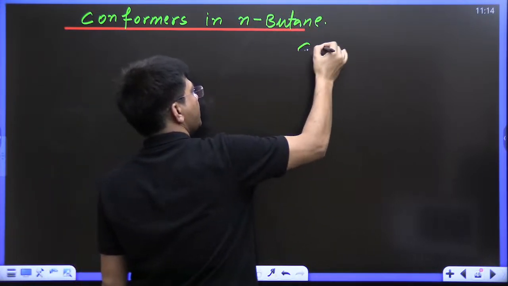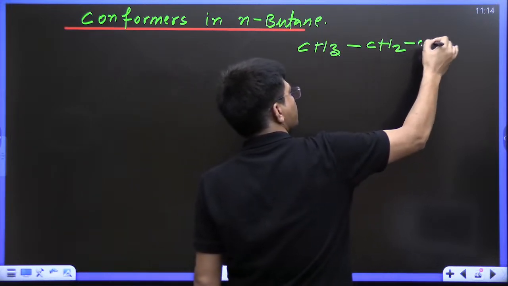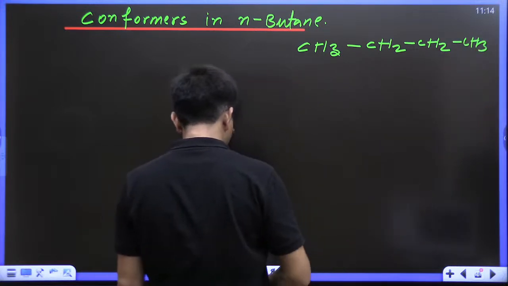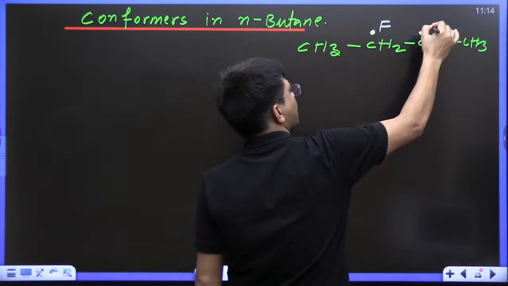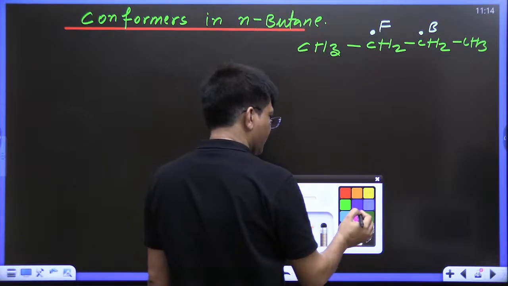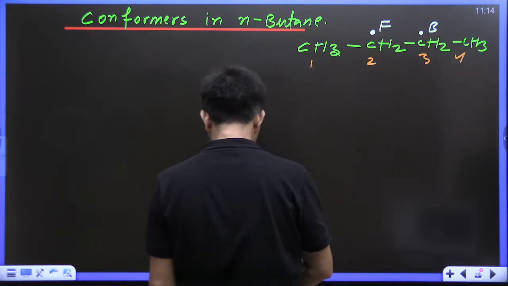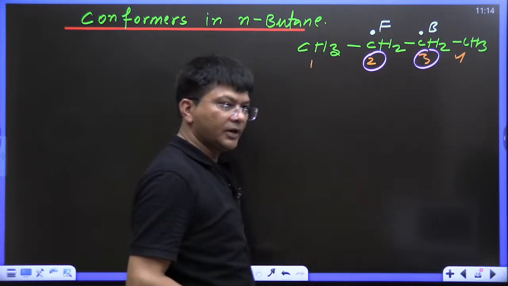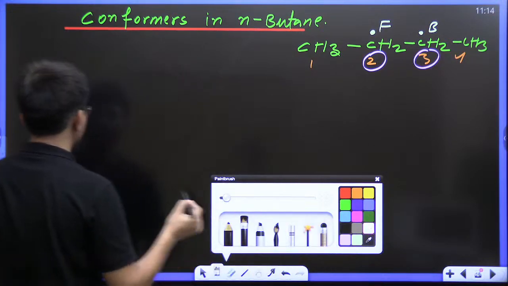So this is your n-Butane, CH3, CH2, CH2, CH3. Let me consider this is your front carbon and this is your back carbon. From where to where am I supposed to carry out the rotation? 1, 2, 3, 4. I will do the rotation in between carbon 2 and carbon 3. Is everyone ready? Carbon 2 and carbon 3. Try to understand the rotation I am going to make.